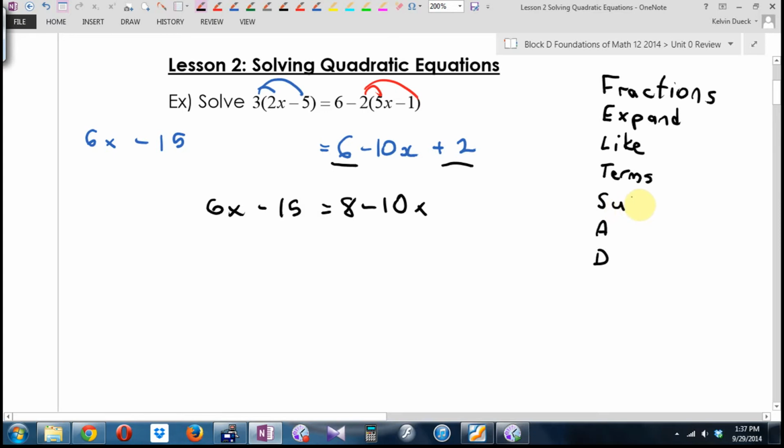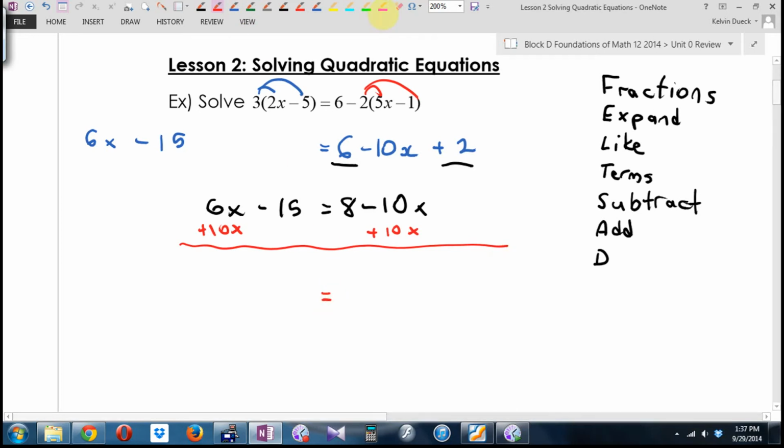Then we're going to do our subtracting and adding as necessary to get the x's to one side and to get the non-x's, the constant terms, to the other side. I'm going to plus 10x over because I hate negatives. So I'm going to go like this. Plus 10x, plus 10x. I'm even going to draw the line. I'm going to drop my equal sign down, but not in red, Mr. Dueck.